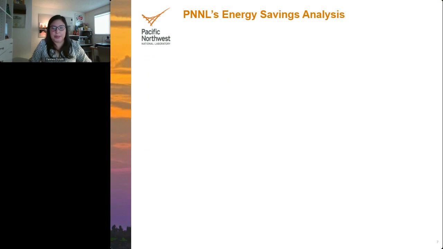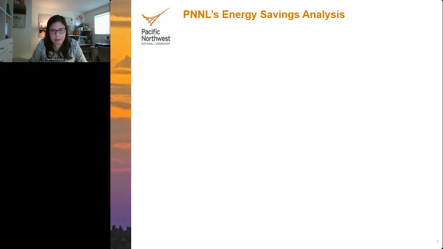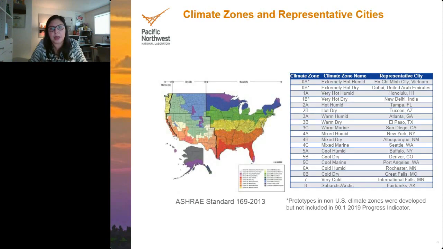So for energy savings, looks like that chart does not populate very well. We'll have that in the printed version when you download the slides. But essentially, we have 16 different prototype building models, which I'll show you. And we are using climate zones that are representative of a variety of different climates throughout the country. And actually, these are all ASHRAE standards, so it's not just the US, it's international. But for our work, we focus on the US climates.